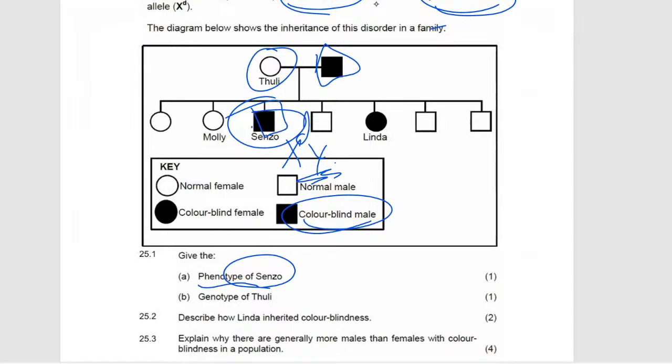Don't tell me that Senzos are always male. What if there's someone who is Senzo and is not a male? Everything is possible in Muzanzi.